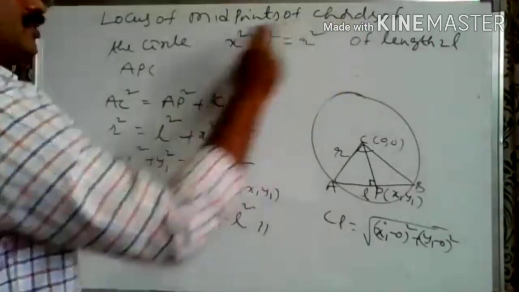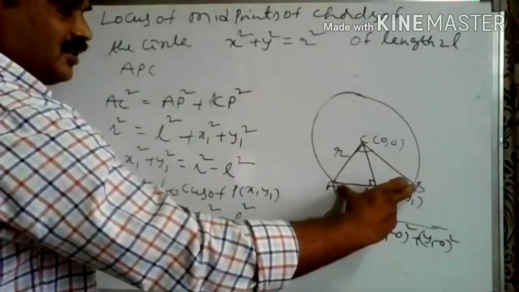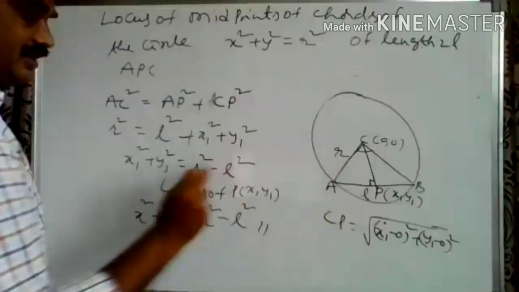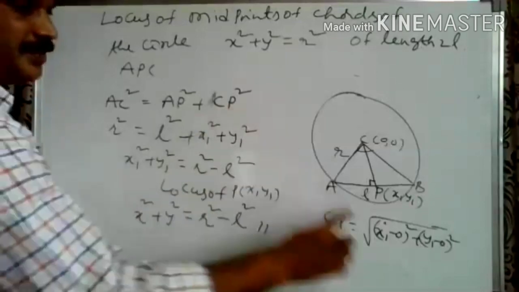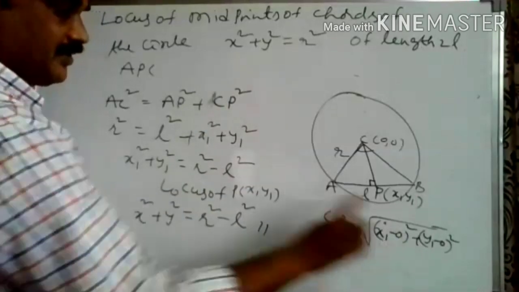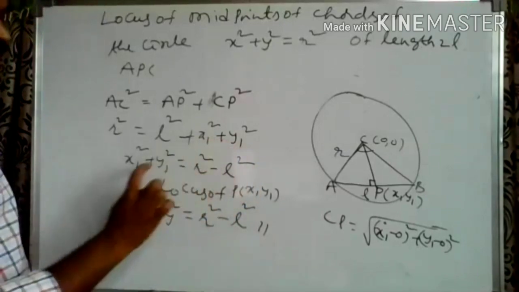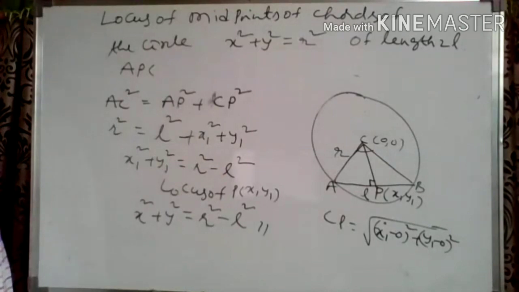Locus of midpoints of the chords of the circle of length 2L. So here the length of the chord is 2L. This is L. Apply Pythagoras theorem: R square is equal to L square plus CP square. CP is root of x1 square plus y1 square, so CP square is x1 square plus y1 square. X1 square plus y1 square is equal to R square minus L square. Locus of P x1, y1 is x square plus y square is equal to R square minus L square.